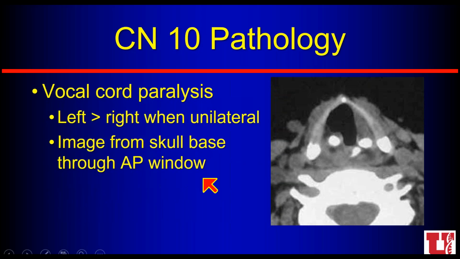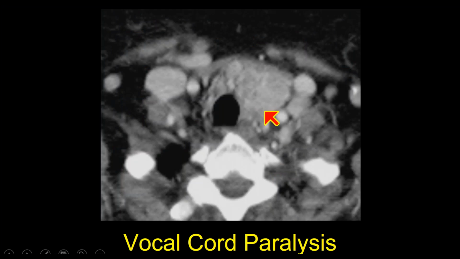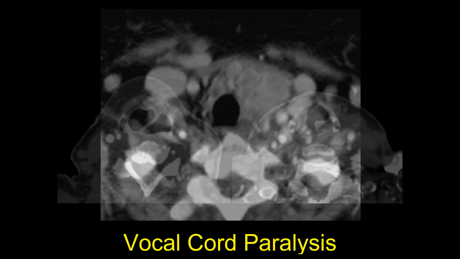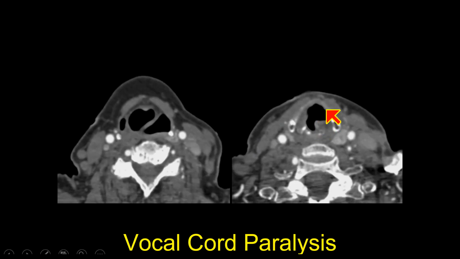And again, we want to image from the skull base all the way down through the AP window under the aortic arch. If we have a patient with a thyroid carcinoma like this patient here that extends back up into the TE groove, this patient may present with a vocal cord paralysis. So the primary sign is that spinnaker sail shape. So we see here that sail.